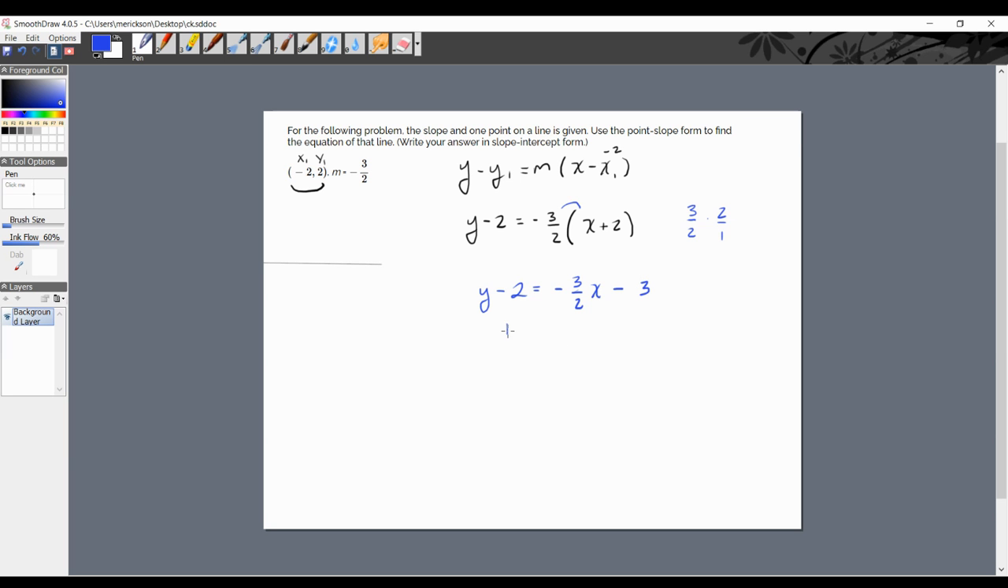And now we're just one step away because we want to get y by itself, so we want to isolate y. We're going to add a 2 to both sides, and you'll get the final equation for your line, which is y equals -3/2 x minus 1. And that's it. So that's the equation for our line.